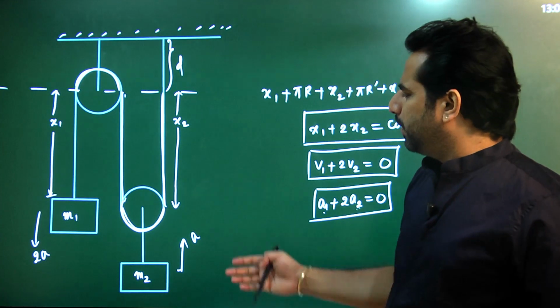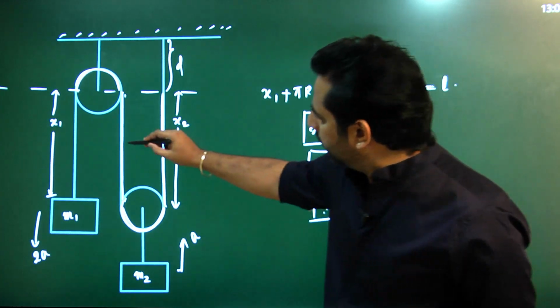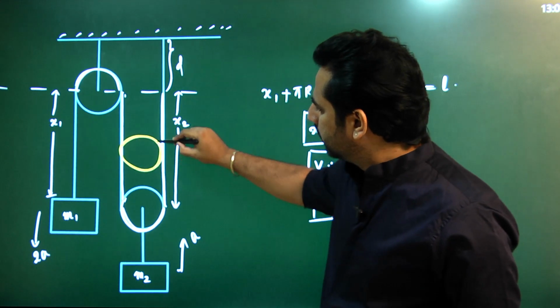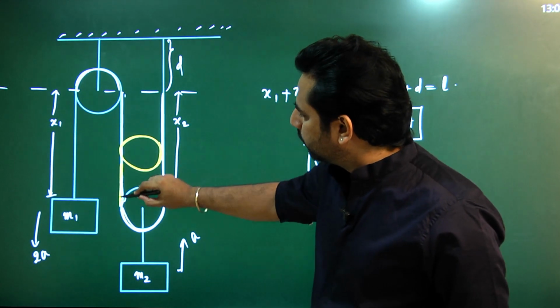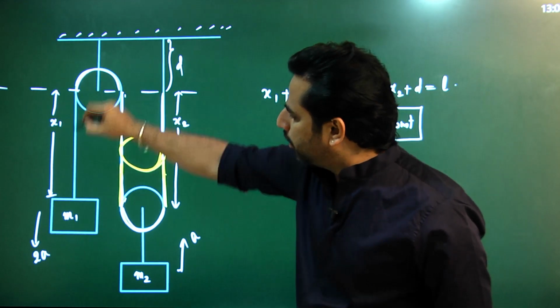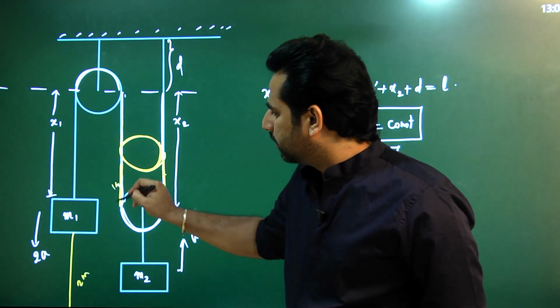Now the same thing we can also understand this way. Suppose the pulley is going up by 1 meter. How many meters of string is released? 1 here and 1 here. So 2 meters of string is given to the block m1. So m1 would come down by 2 meters if this is 1 meter.